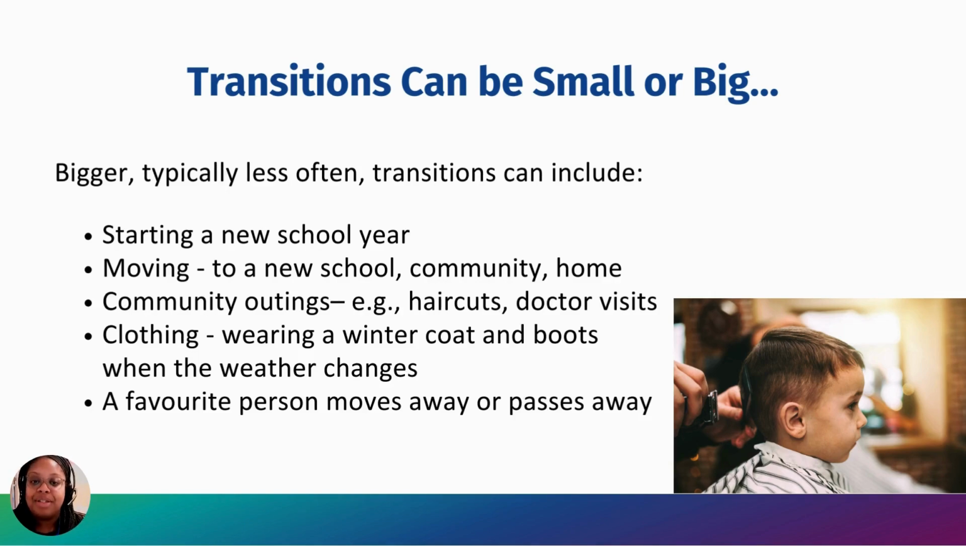Bigger transitions are bigger changes for you and your child. They may be things like starting a new school year, moving homes, or family vacations. As you can see, some transitions happen every day, while other transitions might only happen once in a while. Some transitions you know they are going to happen, while others you might not know. For example, if something unexpected happens.